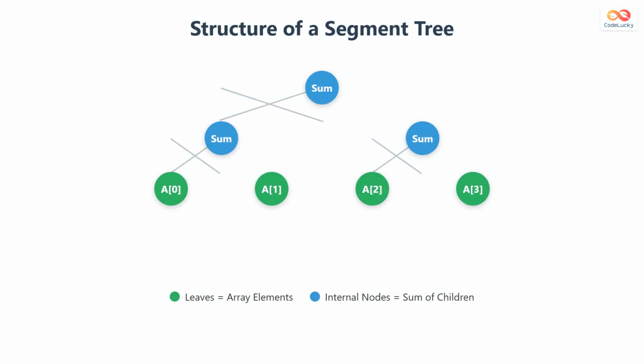Here is what the structure looks like. It is a binary tree. The leaves of the tree represent the actual elements of your original array. The internal nodes, the ones higher up, store the sum of their children. The root node eventually stores the sum of the entire array.